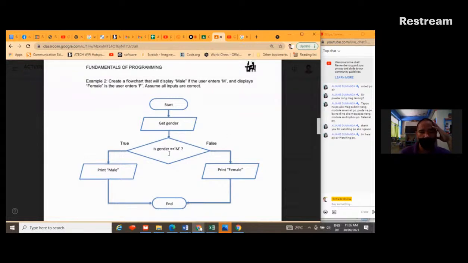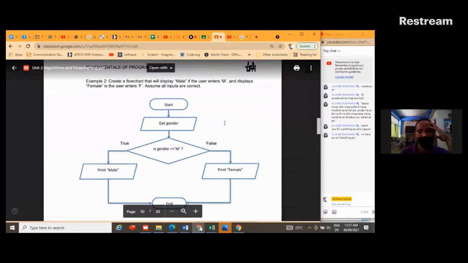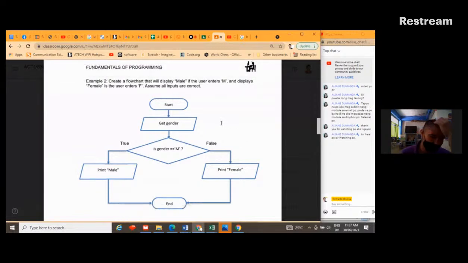So if the user enters M, it will print male, and if not M, so anything that is not M, whether it's letter A, B, C or D, it will immediately print female.